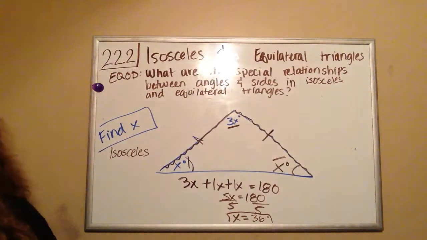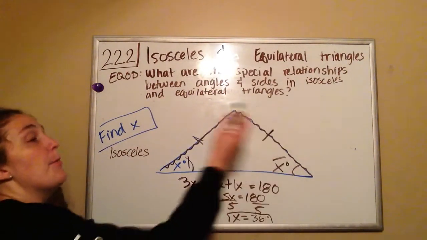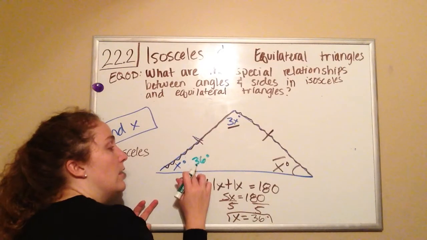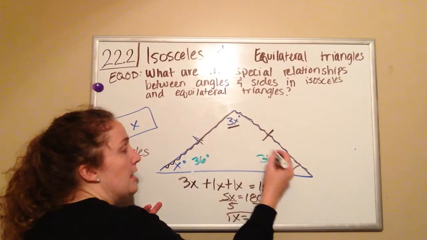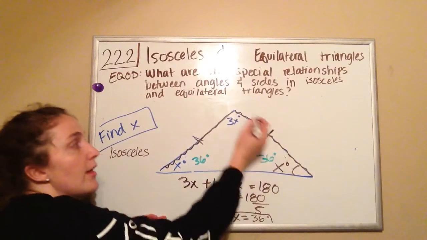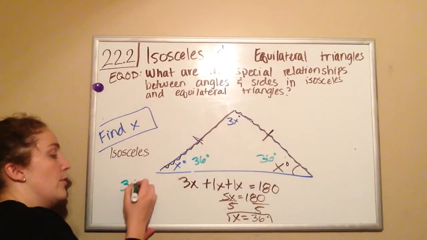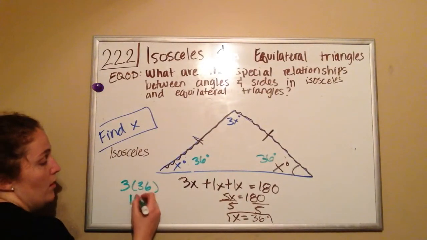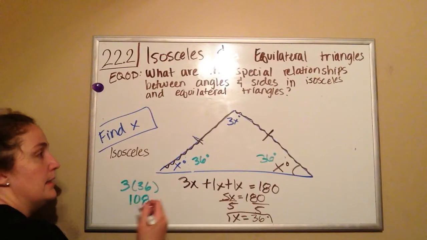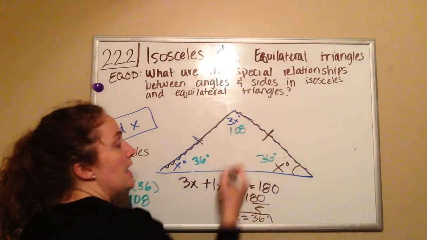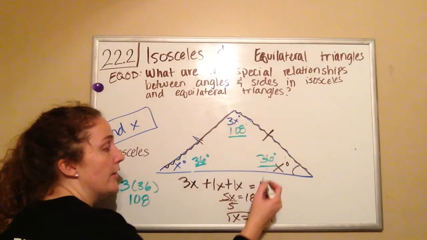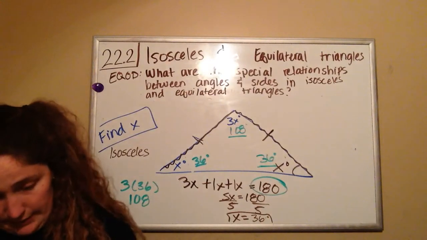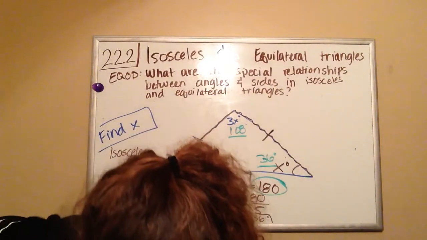If I were to ask for the measure of the angles, you would need to plug that 36 in. So this one would be 36. This one would be 36. This one is not 36. You have to plug that 36 in and solve for 3 times 36. And when I do that, I get 108. And if I were to add these three up together, I should get my 180 again. Alright, awesome. So we've done these two.